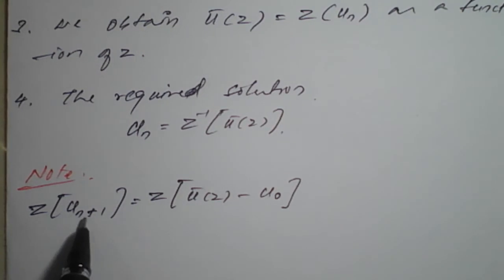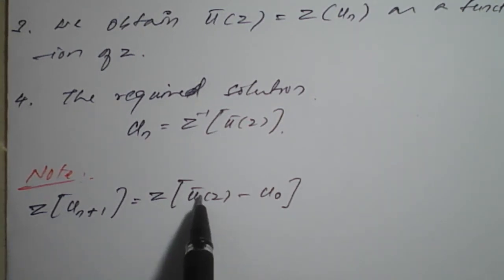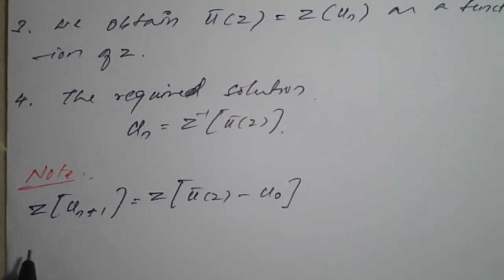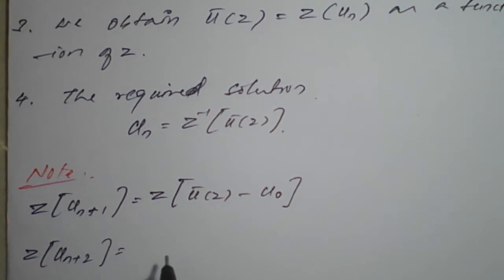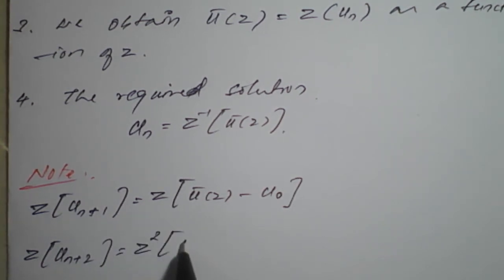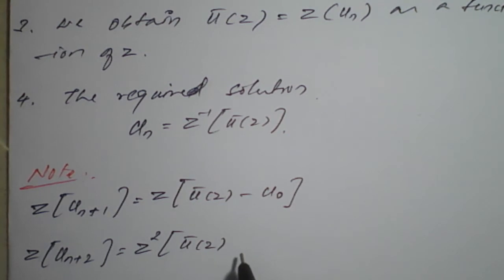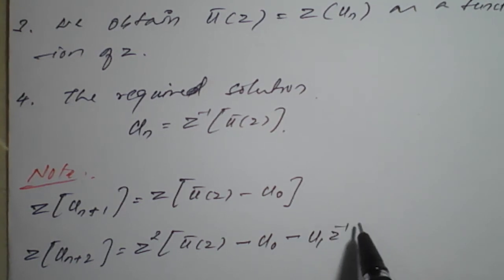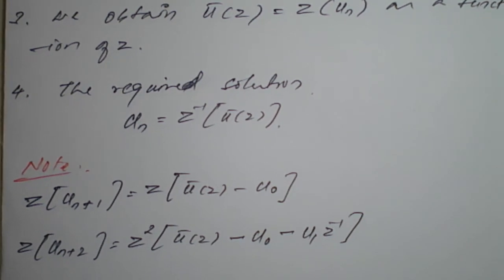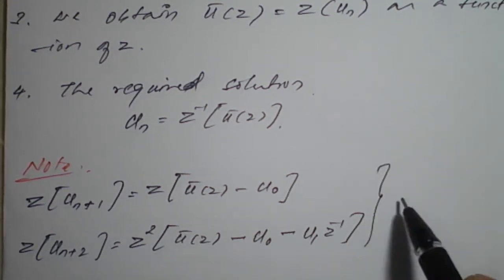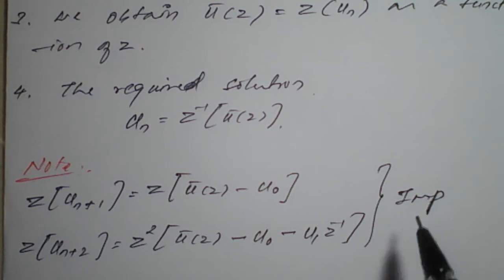Okay, Z transform of u of n plus 1 is nothing but z of u dash of z minus u naught, and Z transform of un plus 2 will be z square u dash of z minus u naught minus u1 into z raised to minus 1. So these two are very important. I can say those two are very important to simplify the problems.